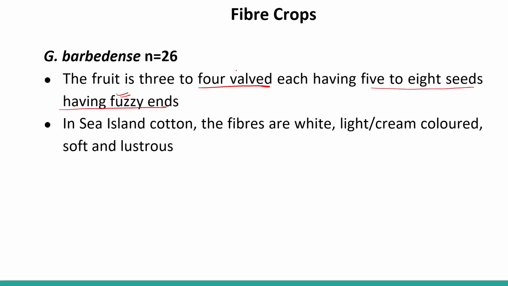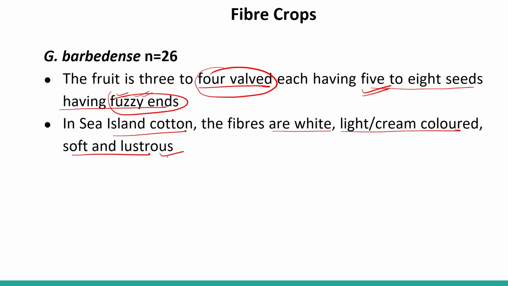So they are 4 valved, right? And these have 5 to 8 seeds, whose surface has fuzzy ends. In Sea Island cotton, the fibers are white to light cream colored, soft and lustrous.